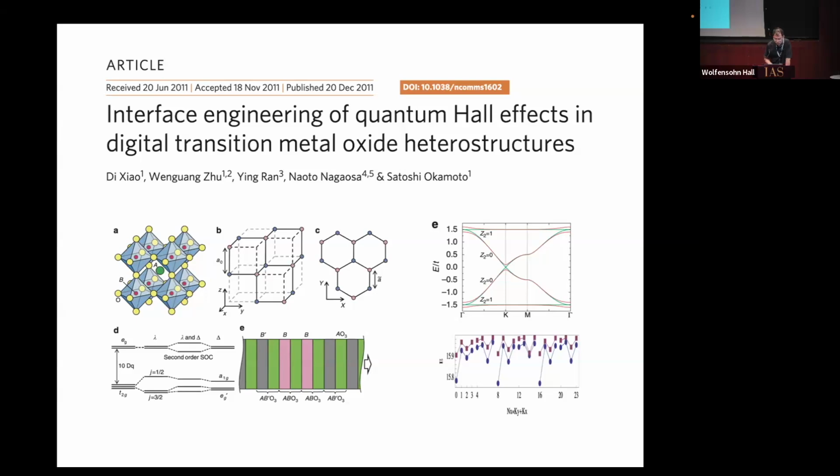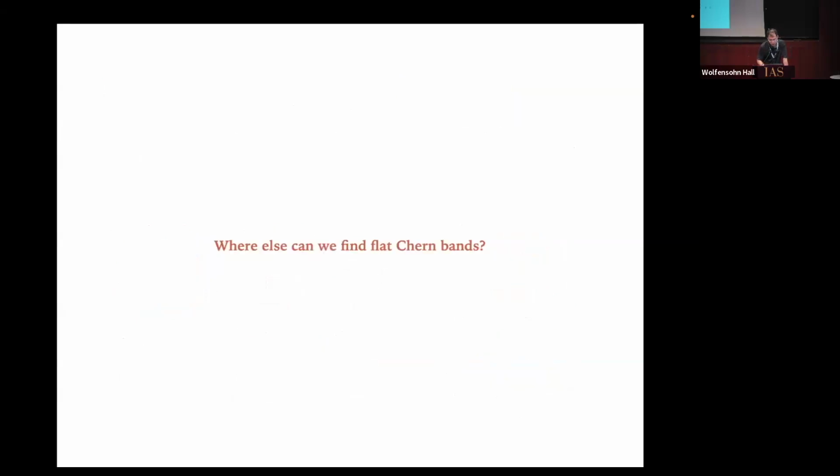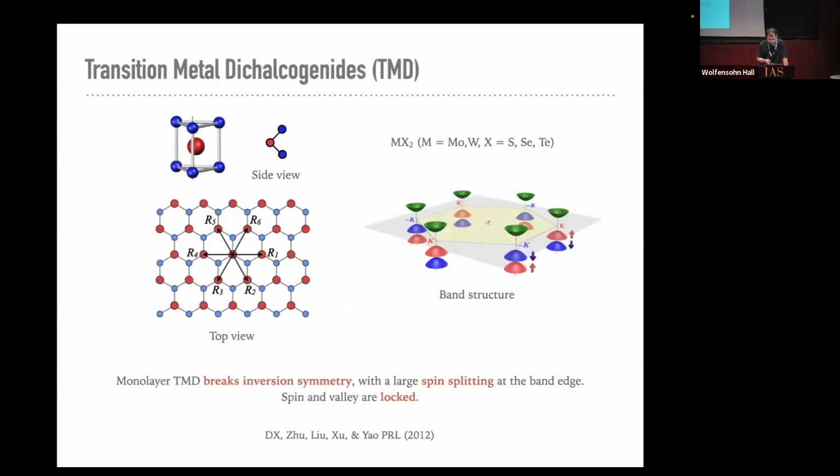Okay. So with this being said, where else can we find a flat Chern band? This is where the twisted transition metal dichalcogenides come into play. Let me go through some basic facts of this material system. This is a three-dimensional rendering of the unit cell. You have the transition metal sitting in the middle, and then the top and bottom layers are sandwiched by those chalcogen atoms such as selenium, sulfur, and tellurium.